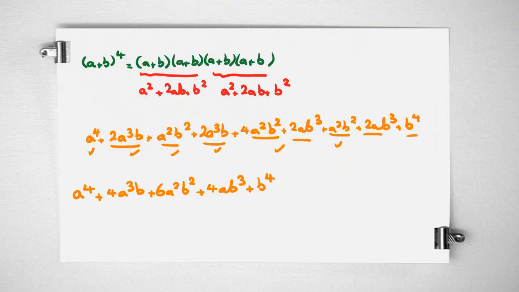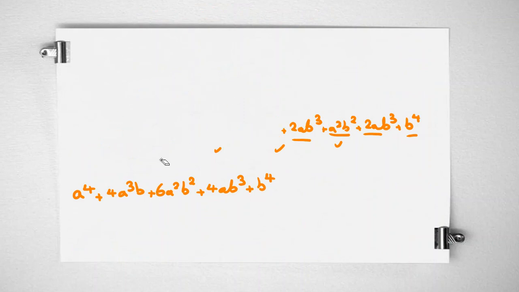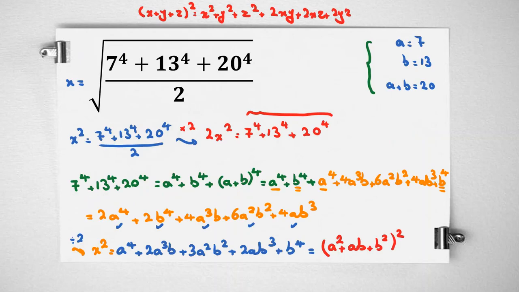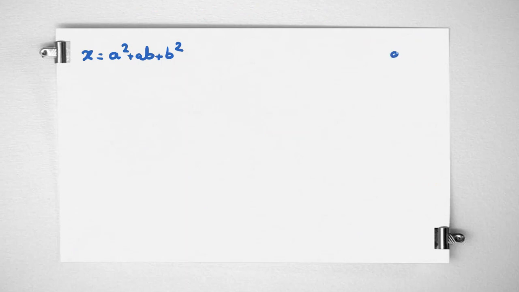So let me erase this part. We found x and we wanted to calculate x. Let's write for x. We have what? X is equal to A squared plus AB plus B squared, because x squared is this, if you take a square root from both sides. A and B were what? A is 7, B is 13. So let's calculate 7 squared plus 7 times 13 plus 13 squared.